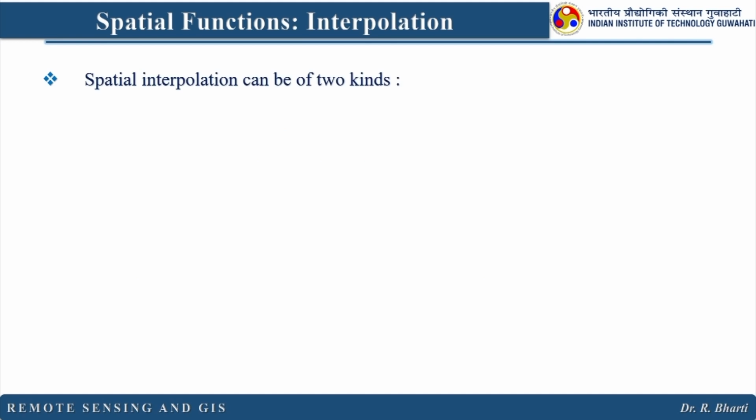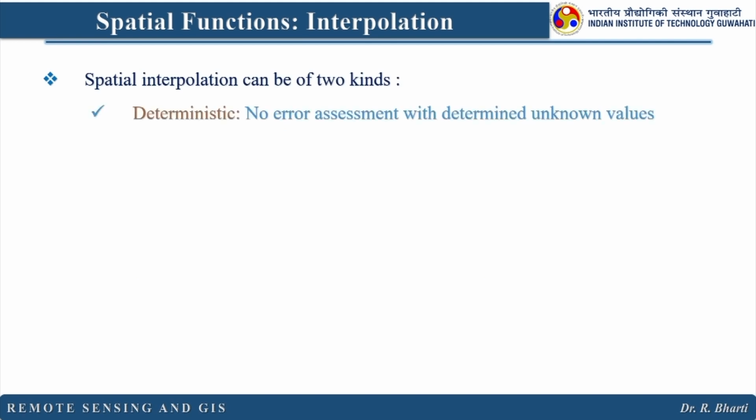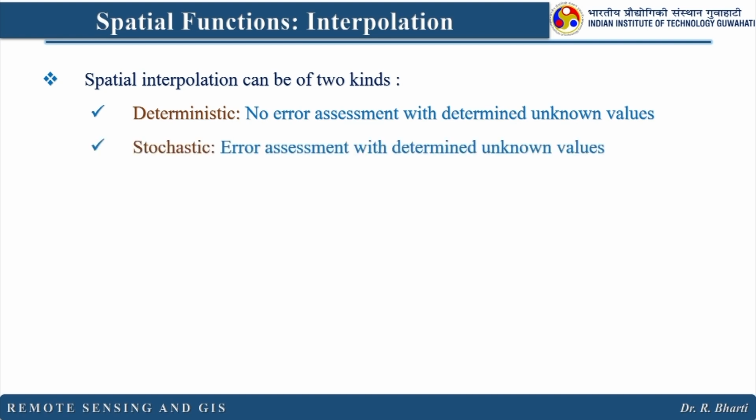Spatial interpolation can be of two different types. The first one is deterministic and the second one is stochastic.